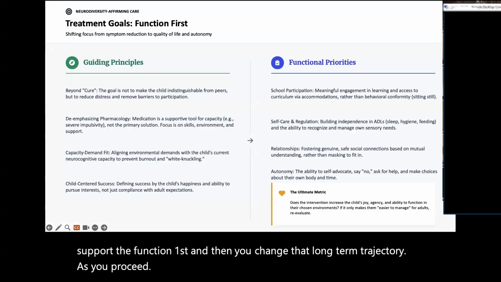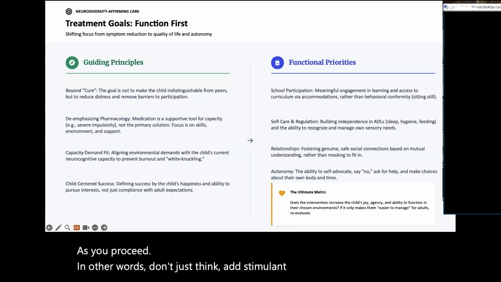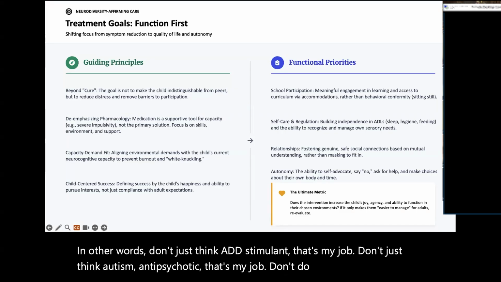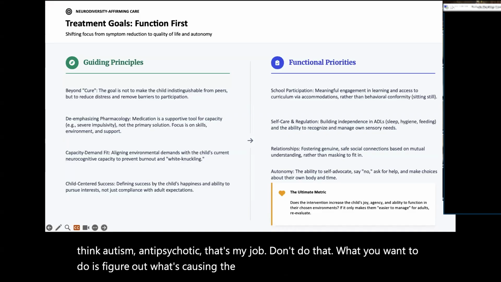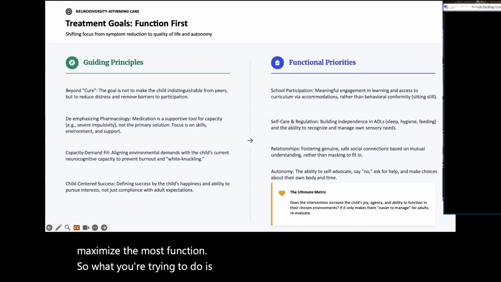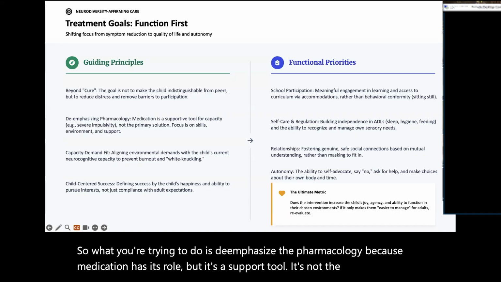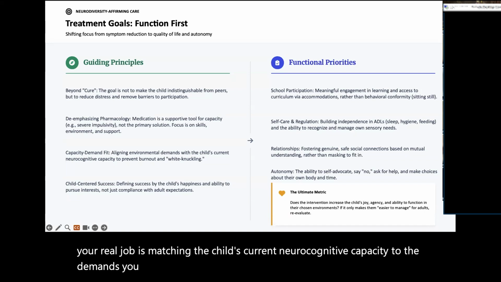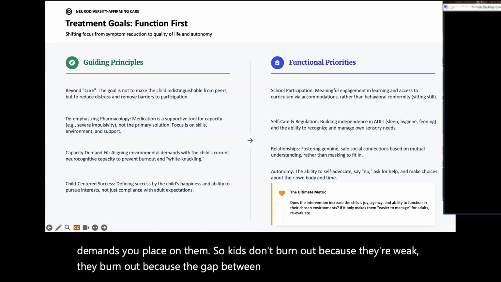In other words, don't just think ADD stimulant, that's my job. Don't just think autism antipsychotic, that's my job. Don't do that. What you want to do is figure out what's causing the most deficit and go after that. What will maximize the most function? So what you're trying to do is de-emphasize the pharmacology because medication has its role, but it's a support tool. It's not the mainstay. And your real job is matching the child's current neurocognitive capacity to the demands you place on them. So kids don't burn out because they're weak. They burn out because of the gap between capacity and expectation.